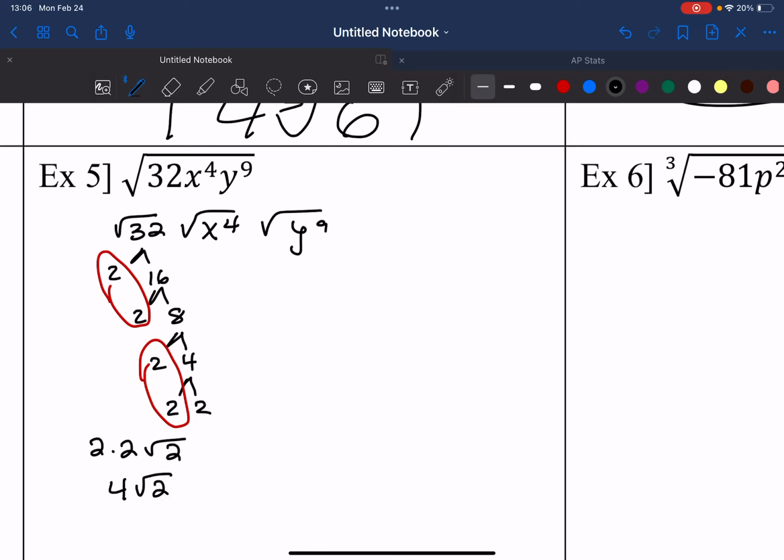Okay. Now I'm going to do the x's. So I could do this one of 2 ways. I could say, okay, the square root of 4 is 2, so that means I'm left with x squared. Or I could say, okay, x to the 4th, this means I have 4 x's. 1, 2, 3, 4. And since it's the square root, I'm going to circle pairs of 2. 1, 2. Well, I have 2 pairs of 2, which means I'm taking out an x squared.